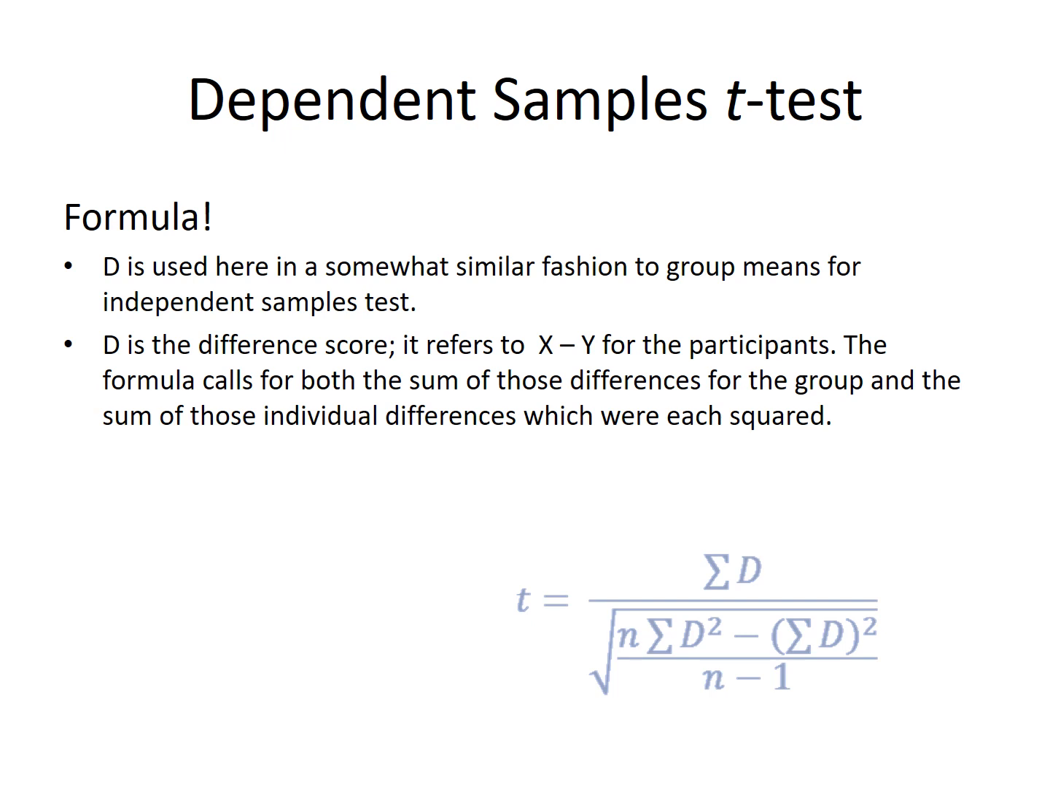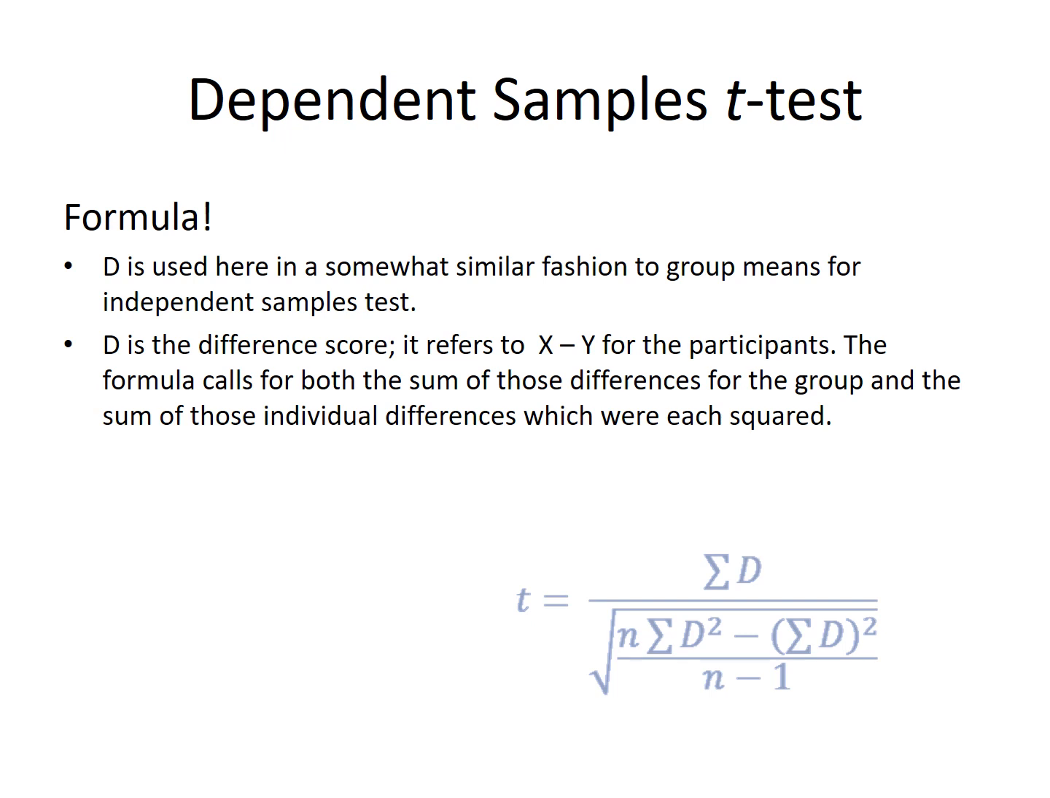The formula calls for both the sum of those differences for the group and the sum of those individual differences, which were each squared. So let's look at the top of the formula, sum of D. That means find the difference for each individual case, each person's post-test minus pre-test, and then add them all up. So you'll have to add as many D's as you have cases or persons in your data set.